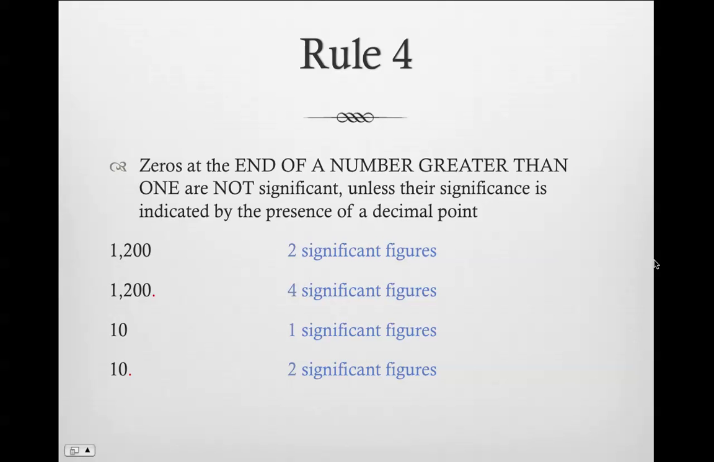Rule 4. Zeros at the end of a number greater than 1 are not significant unless their significance is indicated by the presence of a decimal point. So comparing the first two examples, 12,000 and 12,000 with a decimal point. The first example, 12,000, doesn't have a decimal point, so the zeros don't act as significant figures. However, in the second example, since there is a decimal point, there will be 5 significant figures for that number, so just make sure that you look at whether it has a decimal point or not.